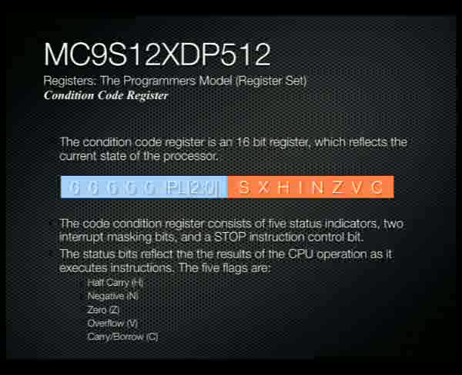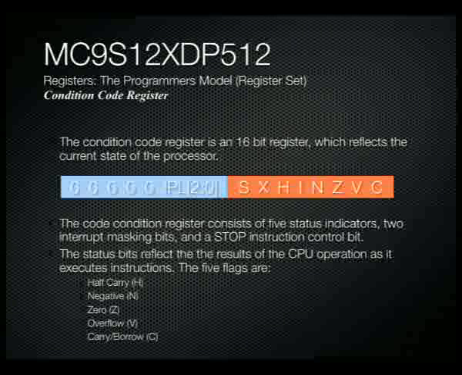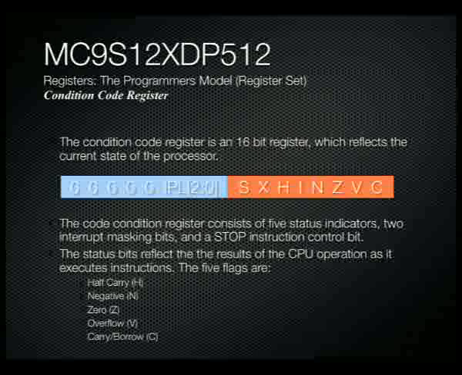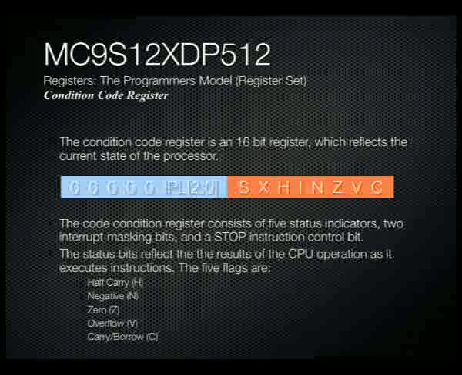So basically the condition code register consists of 5 status bits, 2 interrupt masking bits, and a stop instruction control bit. And of course it consists of some interrupt priority level bits as well. So with respect to the status bits, we have our half carry flag, our negative flag, our 0 flag, our overflow flag, and our carry borrow flag.